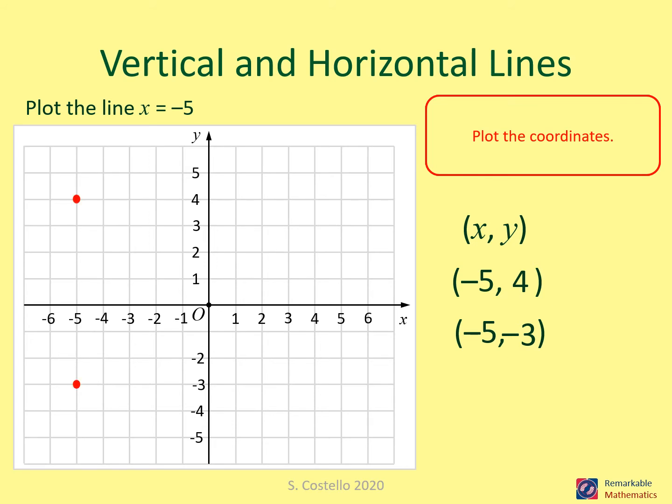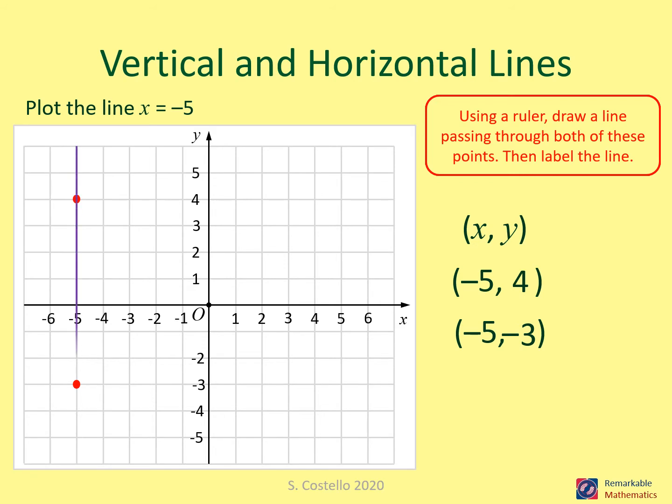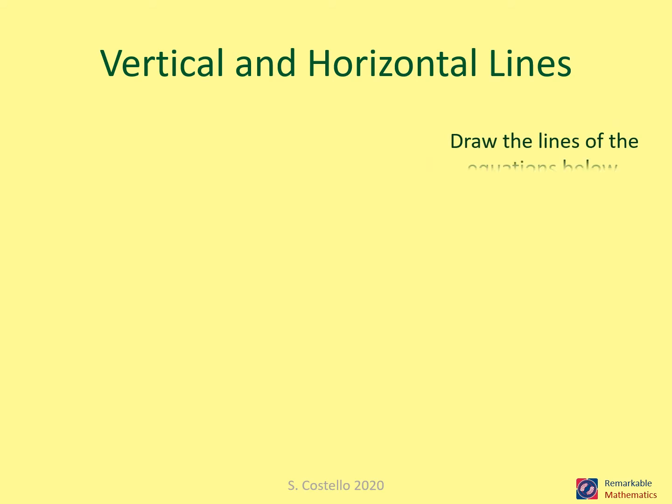So there's our two coordinates. Using a ruler, draw a line passing through both of these points and label the line. There is the line x equals minus 5.